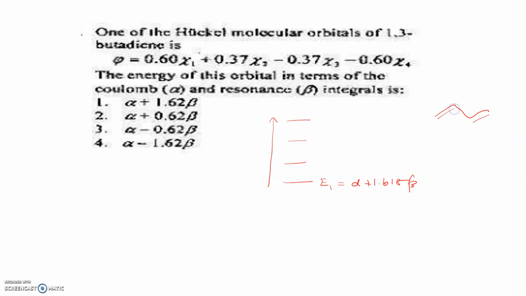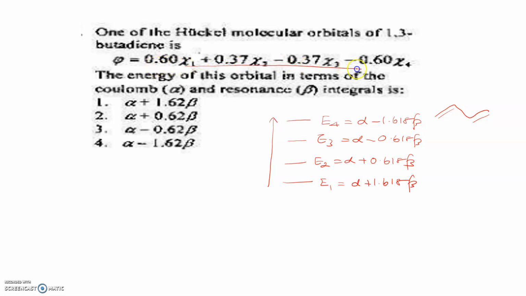In the case of 1,3 butadiene, the lowest energy molecular orbital is alpha plus 1.618 beta. The second one is alpha plus 0.618 beta. Third one is alpha minus 0.618 beta. And the fourth one is alpha minus 1.618 beta. So for some systems you can remember the values, right? Now listen.